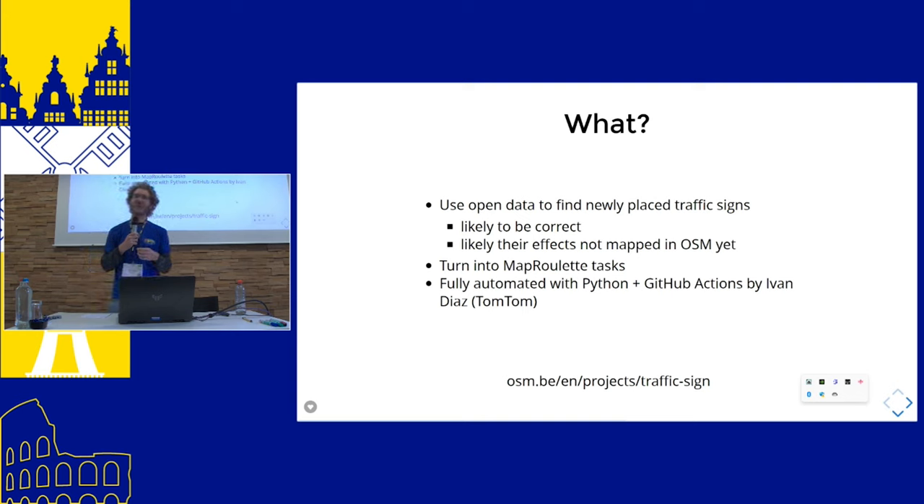Ivan from TomTom built the implementation with some of the logic we used before. So it's basically there for now. There is still a button that you have to push, but we can make the button push itself every week or so, where it just uses GitHub Actions to retrieve all the new traffic signs, filter the ones that are new, and push them towards a MapRoulette task.